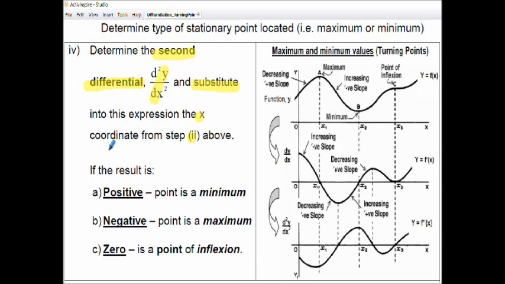If the value of the d2y by dx squared is positive, we know we have a minimum. If the value of the d2y by dx squared is negative, we know we have a maximum. And if the value of the d2y by dx squared is 0, we have a point of inflection.